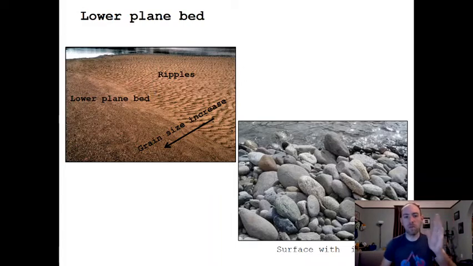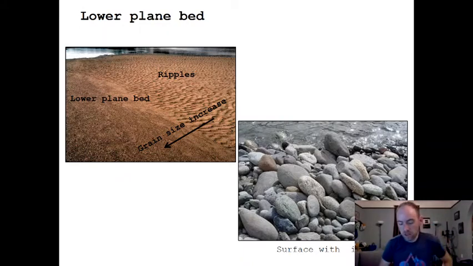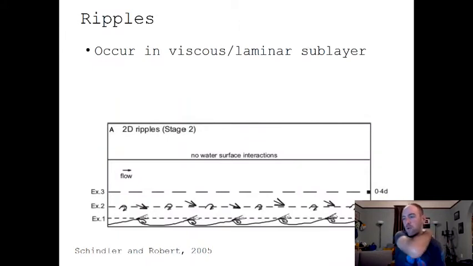So they become hydrodynamically more stable. If one of them rolls over and the next one rolls over on top, then the flow can move over top of them much more easily without re-entraining them. Okay. So then the next step that occurs as flow strength increases, or as particle size decreases, is ripples.